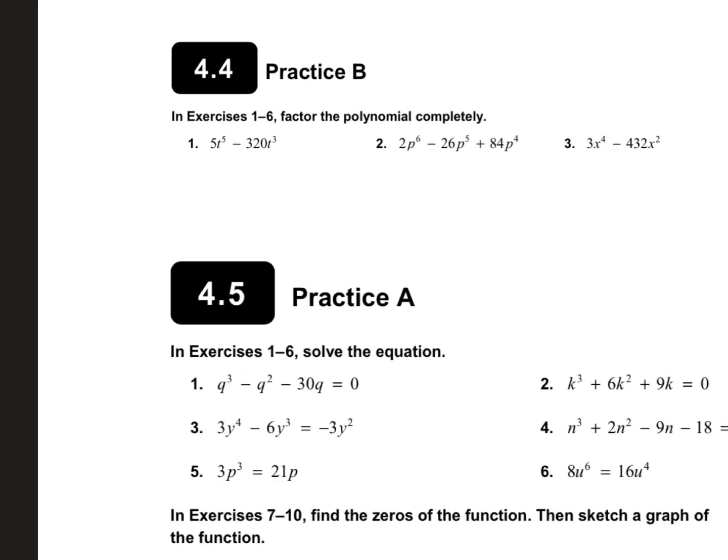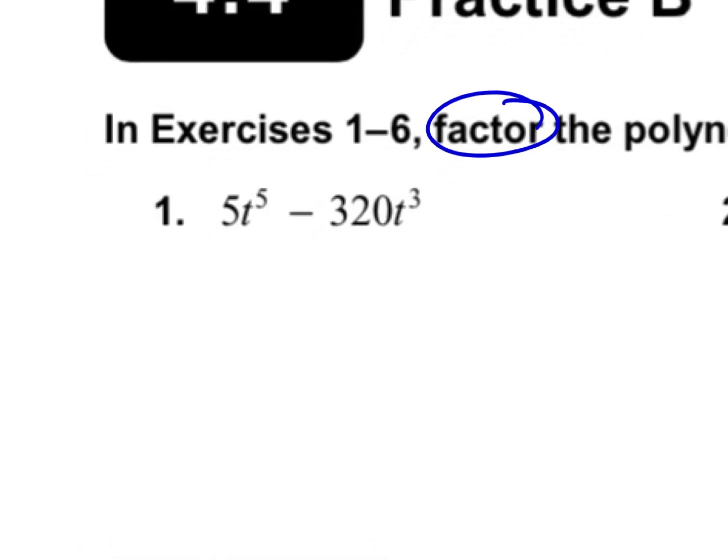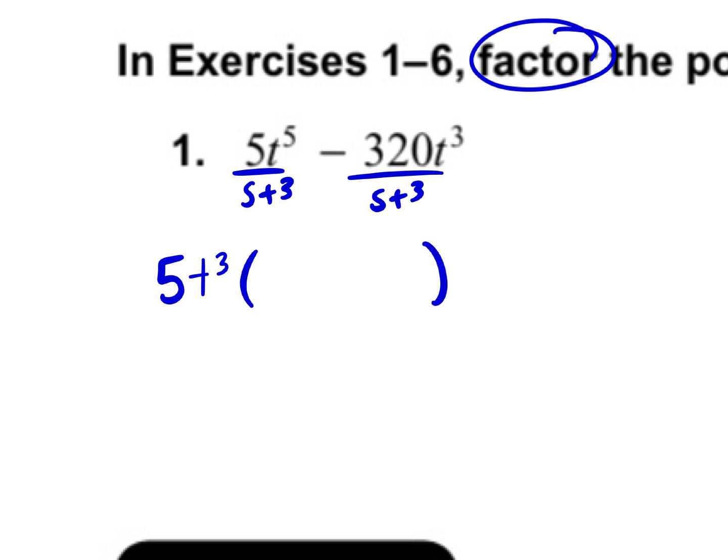So let's look at 4.4, number 1. So we are factoring here. How would I factor number 1? Take out the GCF, which is 5t to the third power. So 5t to the third power is going to go to the outside. What am I left with? T squared minus 64. All right, what's special about t squared and 64?